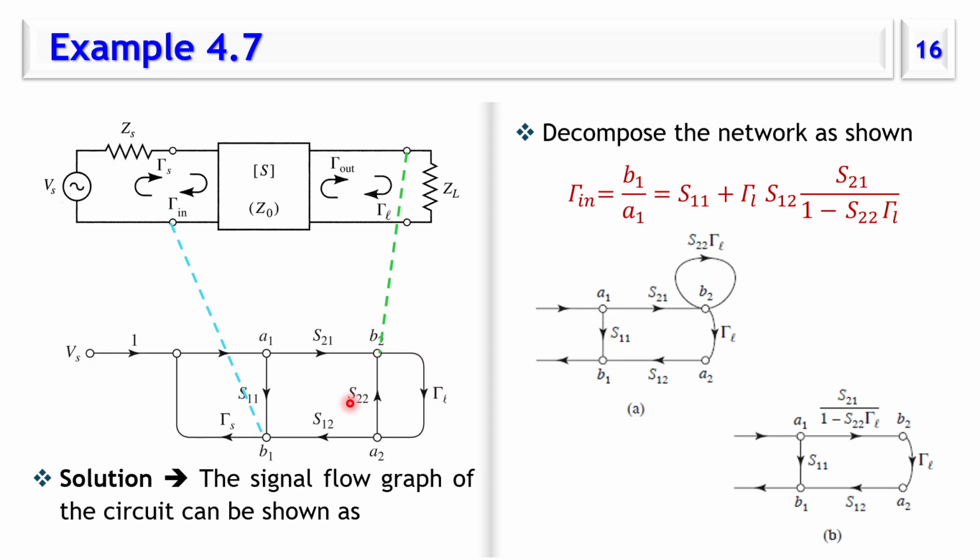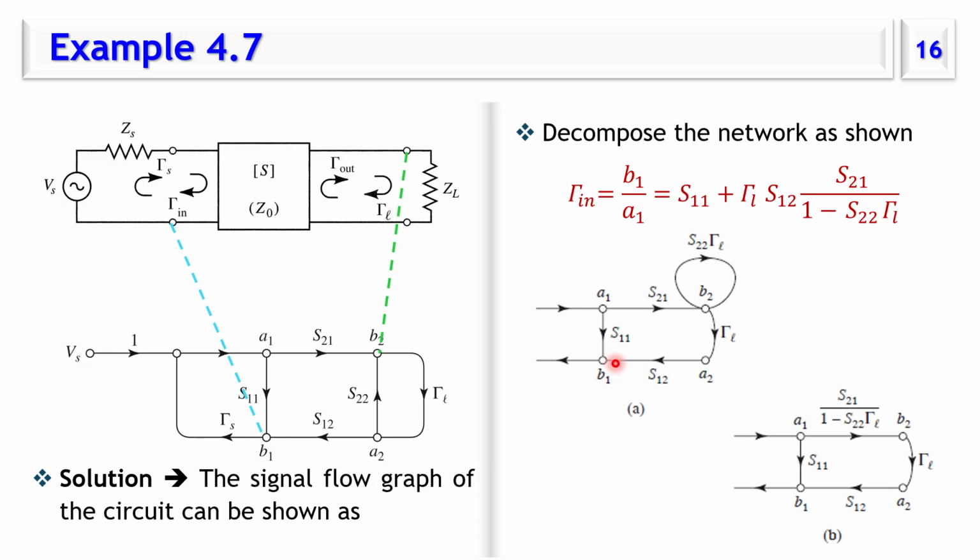Now looking into this part, we have a loop, and for simplification, we can take this part off. How would we take this part off? We just take this and make it a separate loop. It doesn't matter if the loop is going this way or that way. So it's a self loop, and we leave gamma L as is. We need to find B1 over A1. What are the signals coming to B1? There is a direct signal coming from A, and there is a signal coming from here.